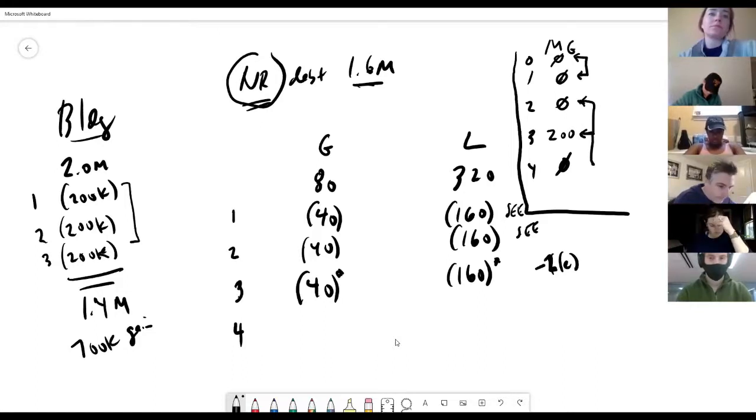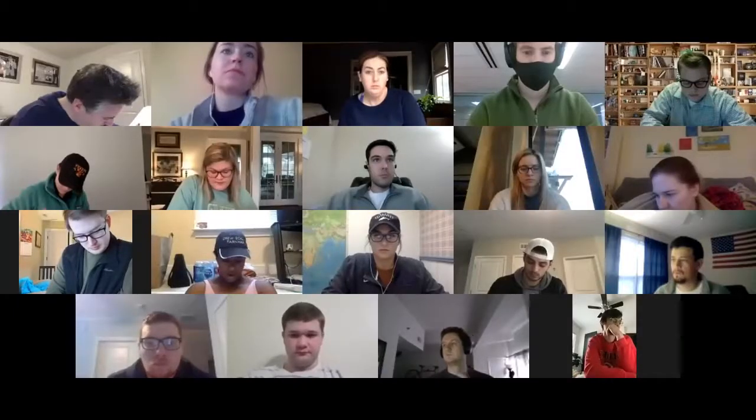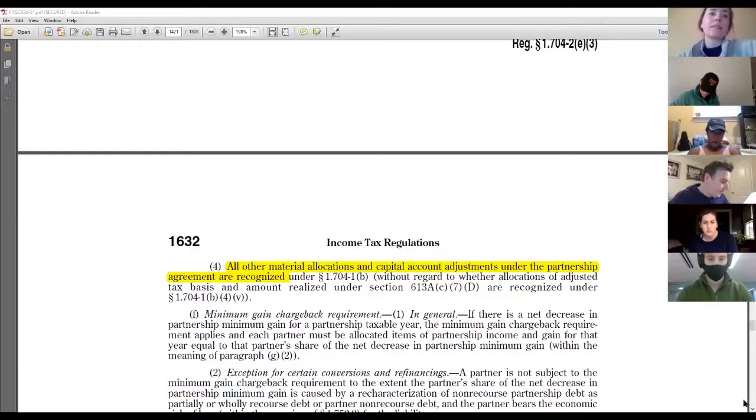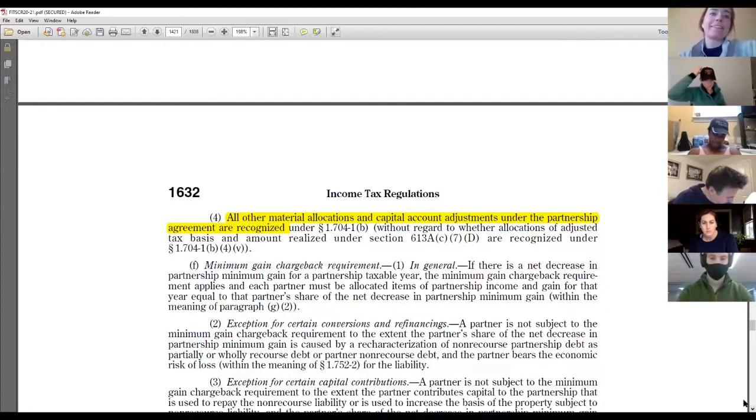So now when minimum gain goes down, that triggers the minimum gain chargeback provision. Let's look at -2F. In the regs, -2F. We have a minimum gain chargeback provision in the agreement, which we have to have if we're going to be in a -2E safe harbor. And it says if there's a net decrease in partnership minimum gain for a partnership taxable year, the minimum gain chargeback requirement applies. And each partner must be allocated items of partnership income and gain for that year equal to that partner's share of the net decrease in partnership minimum gain.